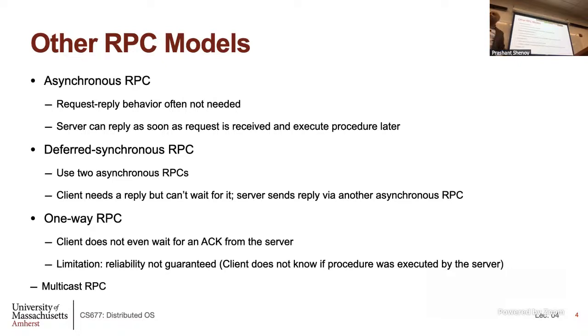Multicast RPC says you can make the same call to multiple processes. The RPC call goes to multiple server processes, which is useful when there is replication and you want to make the same request of multiple server replicas.